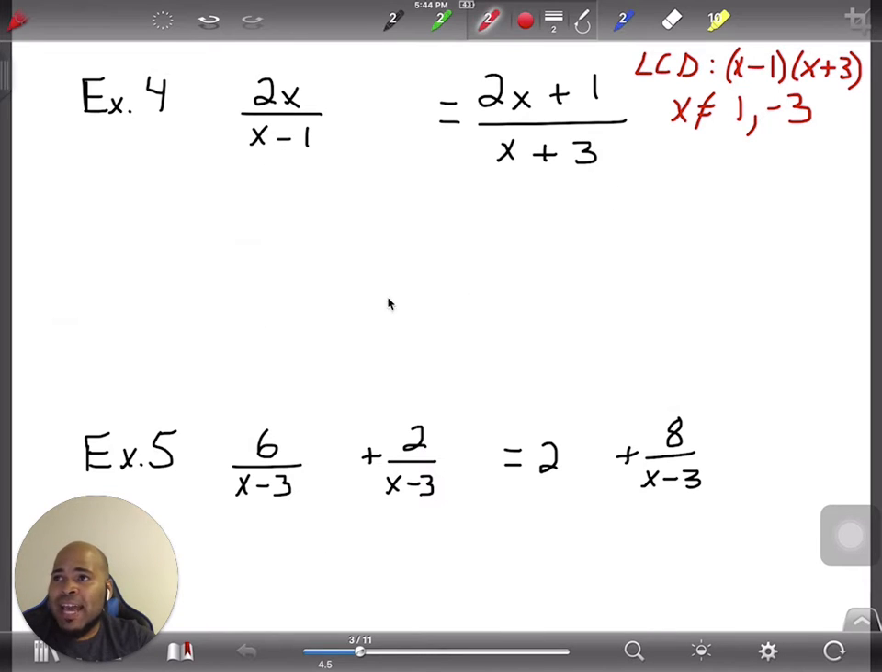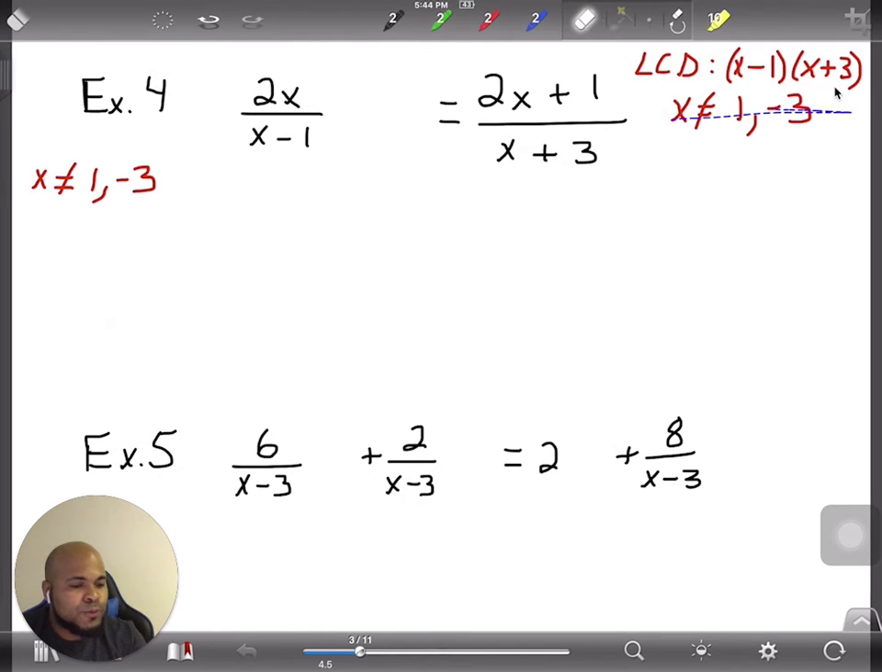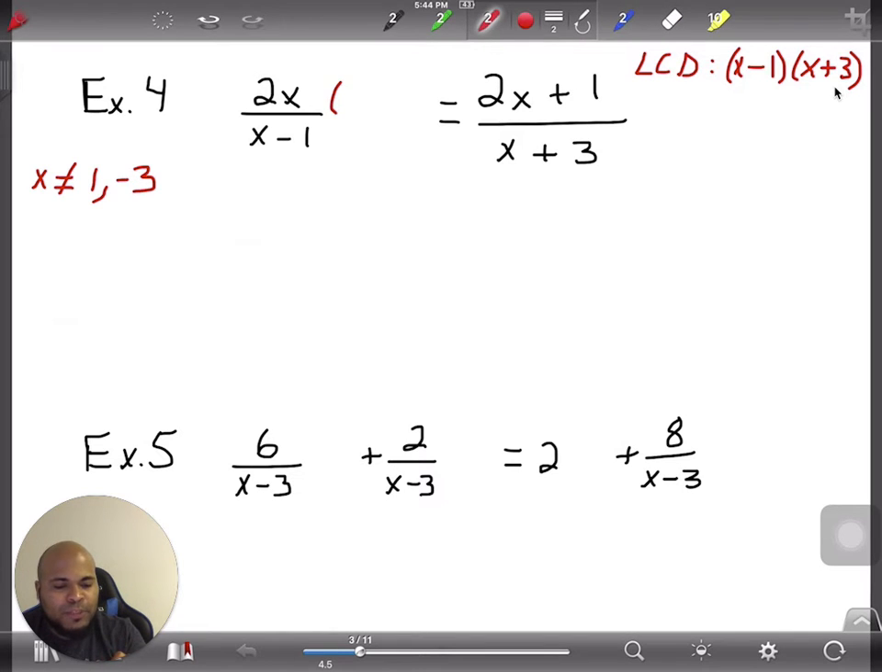All right, perfect. Now that I have my least common denominator, I'm just going to multiply by my least common denominator, top and bottom. It looks like I wrote that in the wrong place, so let me write that x cannot equal 1 and negative 3 here so that I have enough space to do the problem. So let's multiply every term by x minus 1 and x plus 3, the least common denominator, on both sides.